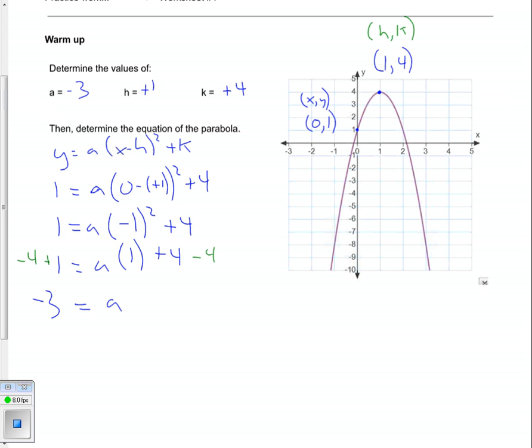And that means that our equation for this particular parabola is going to be y is equal to negative 3 times (x minus 1) squared plus 4. So there's our equation for this particular parabola.